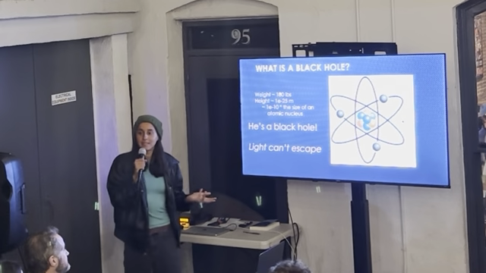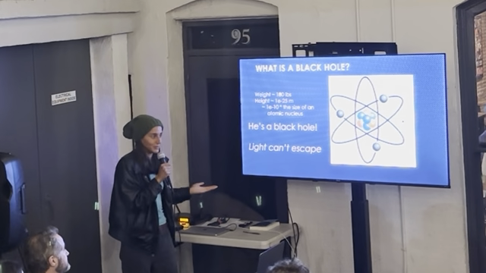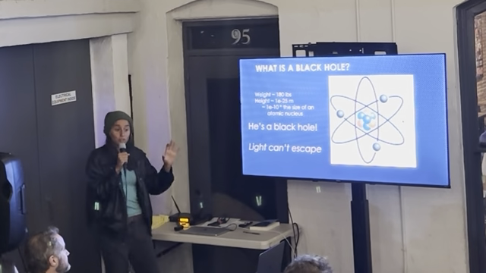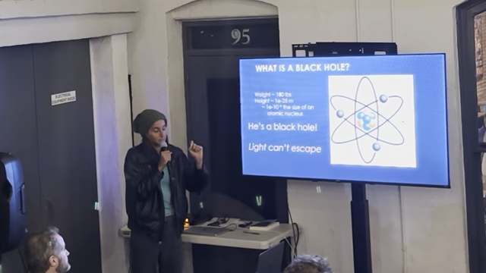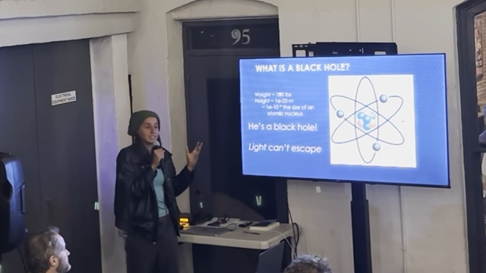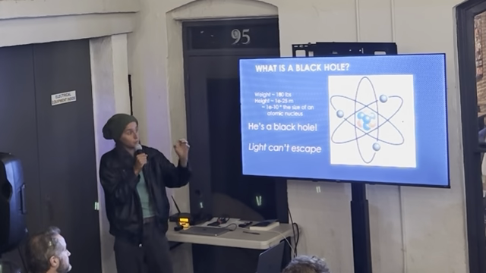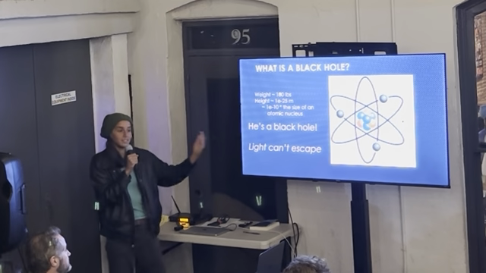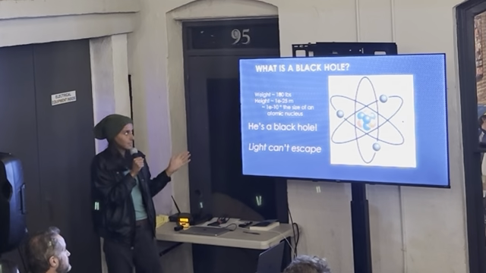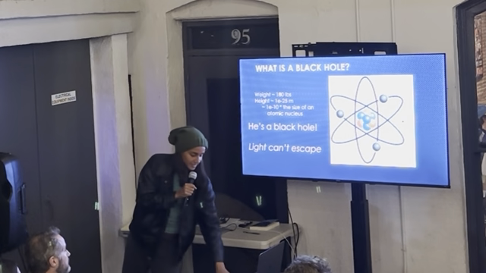To give a few other examples for the not massive Bruce Springsteen fans in the audience, you'd have to make the Earth roughly the size of a marble to make it a black hole, or the Sun roughly the size of a small town, a few miles in diameter. And when you make it that small, if you get within that size, you can't escape no matter what you do.